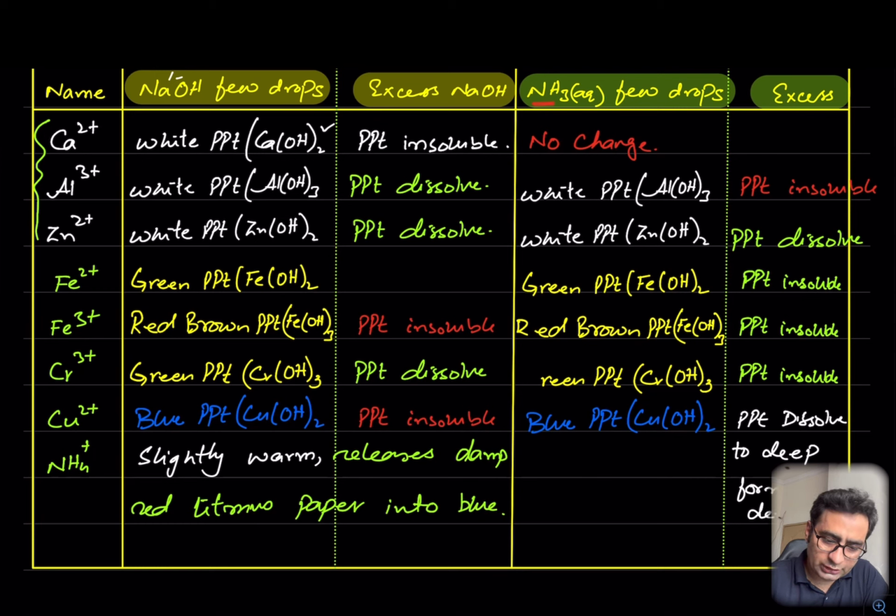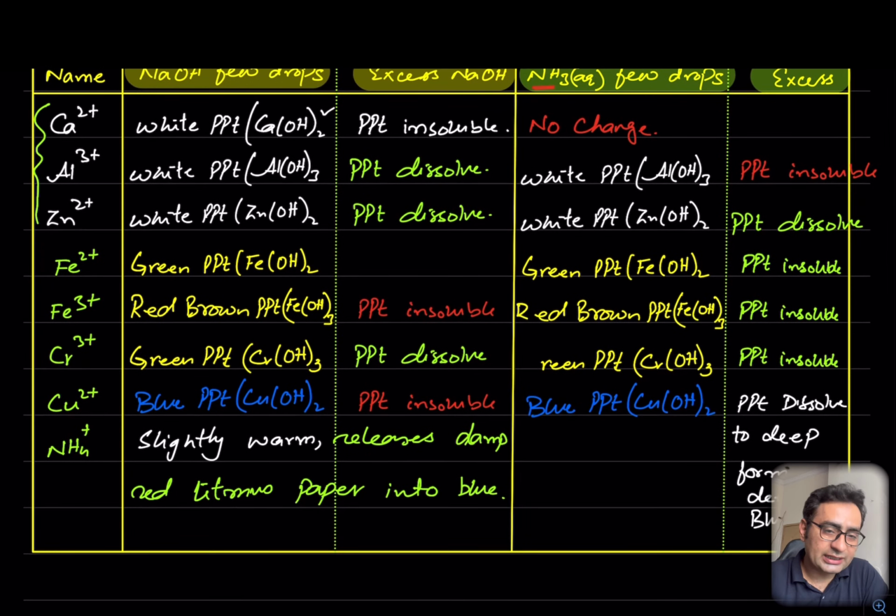So this was about the color change that will occur when we test cations. Again, I repeat, for these tests for cations, there are 5 to 6 cations that are part of your syllabus: calcium, aluminum and zinc. They will form a colorless solution. When you add sodium hydroxide, it forms white PPT. When you add excess sodium hydroxide, all white PPT will get dissolved except calcium.